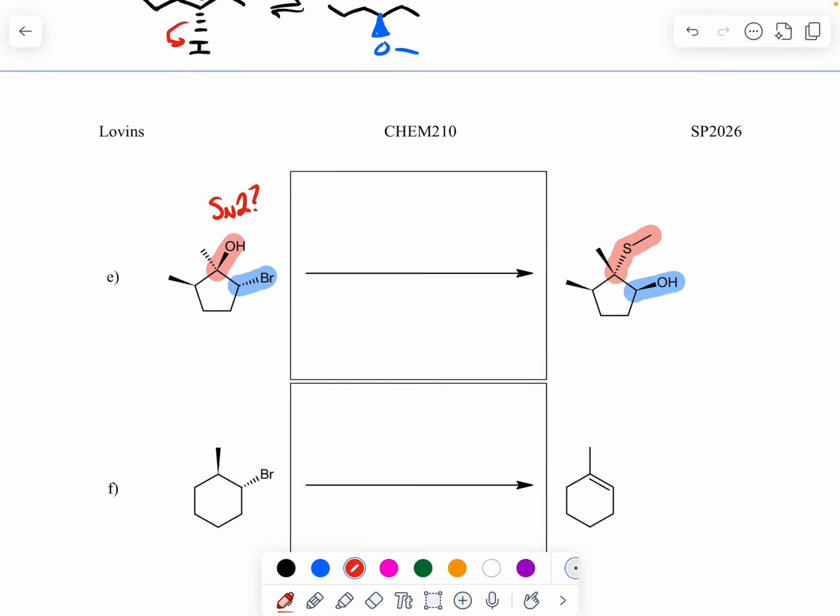But here's the thing. If we were to try and do an SN2, what you would notice is that we can't actually immediately do an SN2 in this situation. If we were to do the SN2, we would find that this carbon is a tertiary carbon. So even if we made the alcohol into a good leaving group, that doesn't mean that the SN2 would even be possible here.